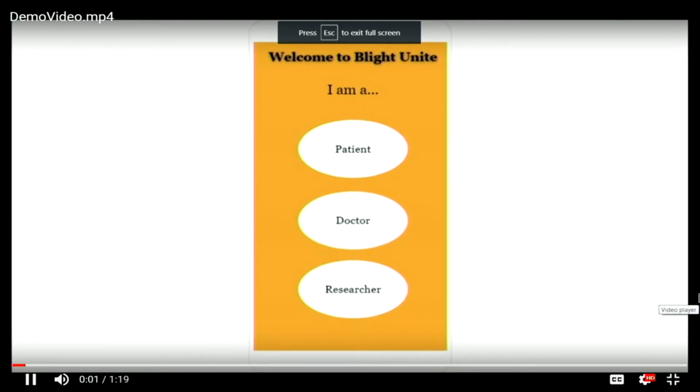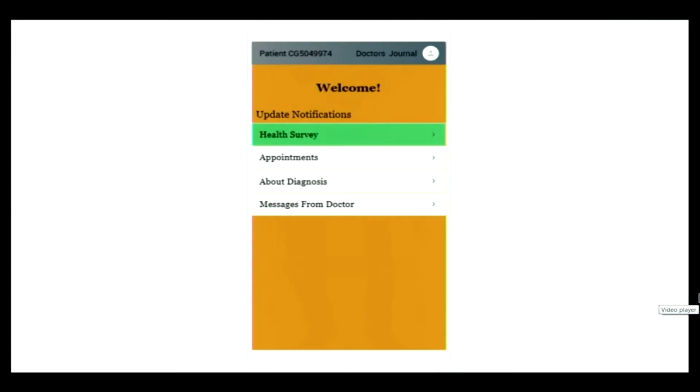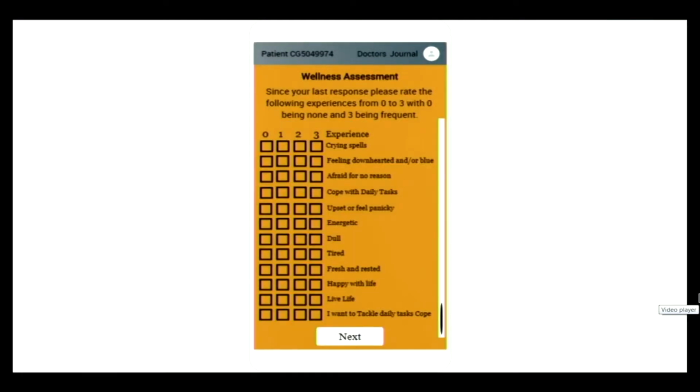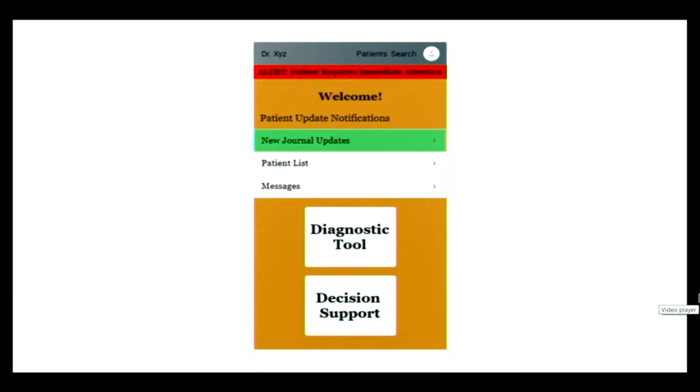You start by seeing the Blight Unite login page, where you enter the application based on your role. If you are a patient, under your welcome screen, you will be alerted to take your daily health survey. Under this, you fill out a wellness assessment and review of your symptoms for that day. As soon as a doctor logs in, they will be alerted of any patients that need immediate attention, such as a phone call or emergency appointment.